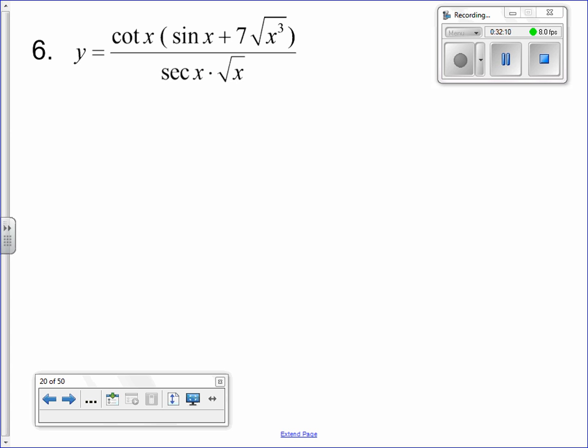First of all, I know you see products and you see quotients, so you have to know how to start. Overall, is this whole thing a quotient or a product? Quotient, so you have to use quotient rule. But when I get to D high, what am I going to have to use? Product rule. And when I get to D low? Product rule. So we have 2 product rules inside of a quotient rule.